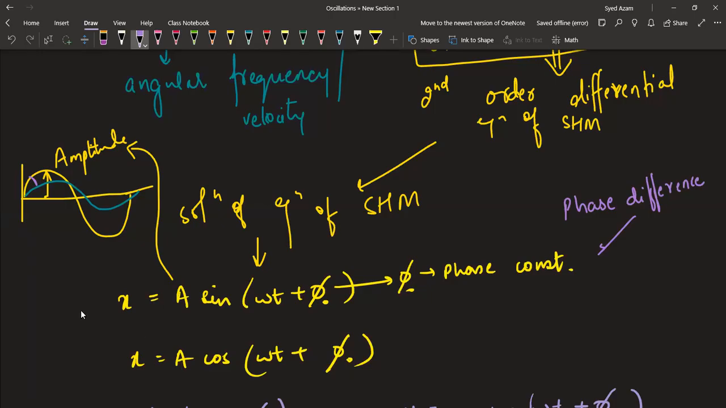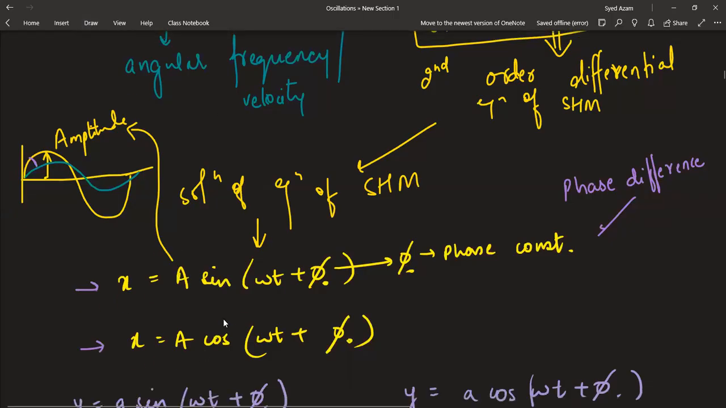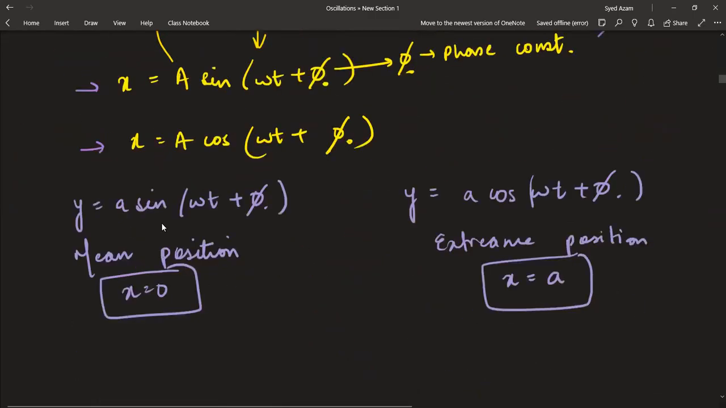So there are two equations that can be used. You can use sine also, you can use cos also. Both are correct in case of SHM. But be very careful that this is nothing other than sine and cos. So these are the two equations that we can use. So if I say y is equal to a sine omega t plus phi naught.